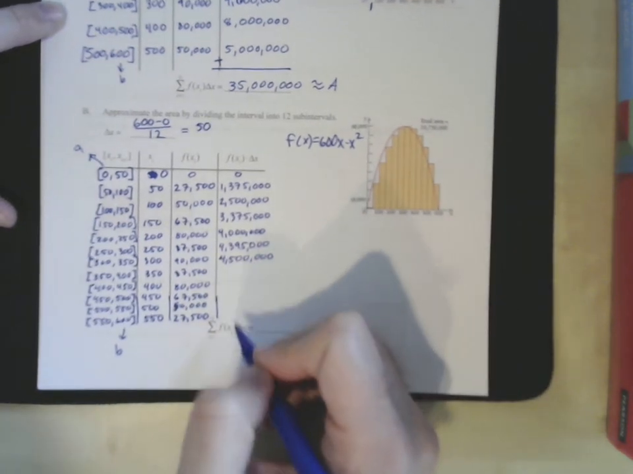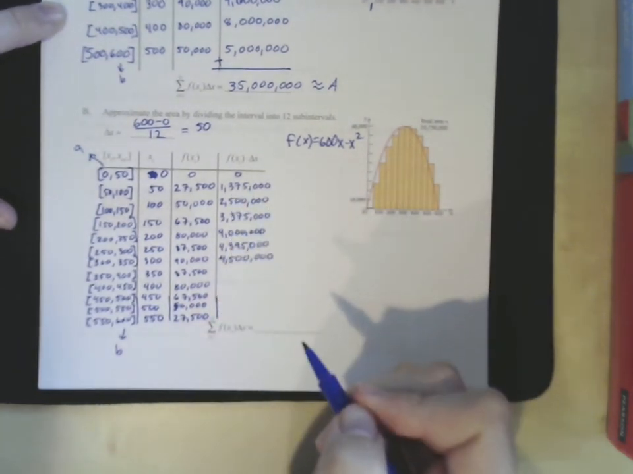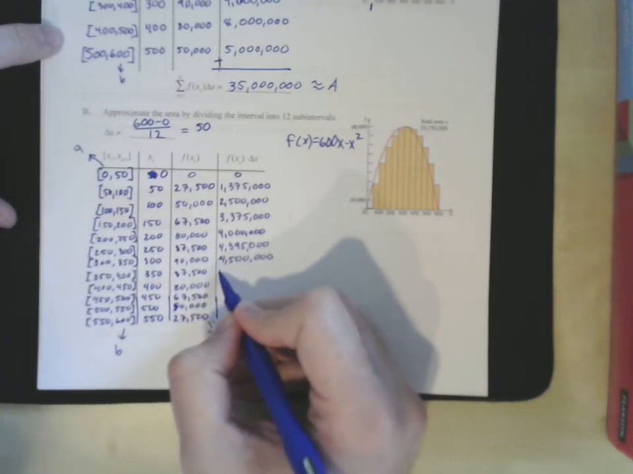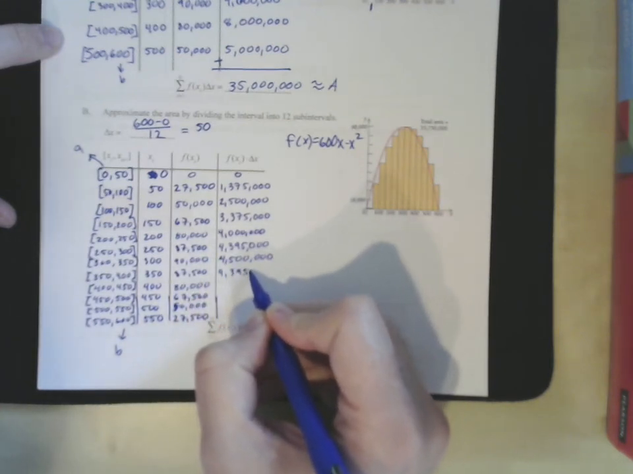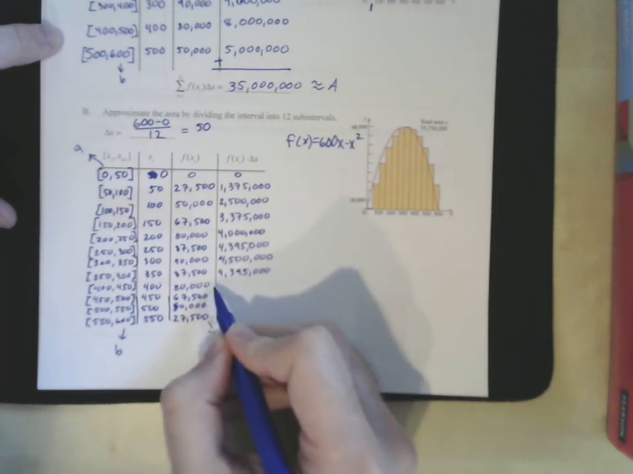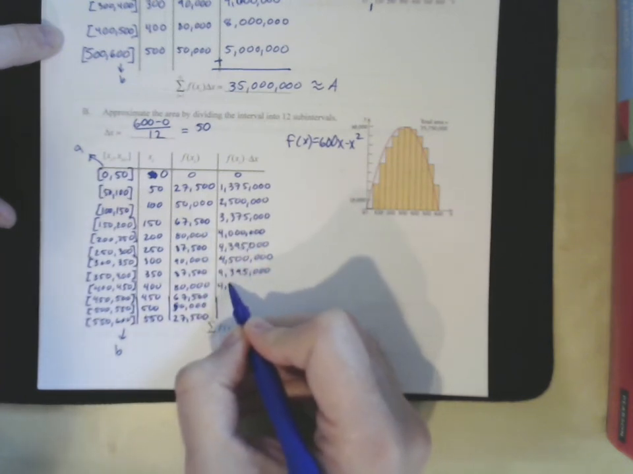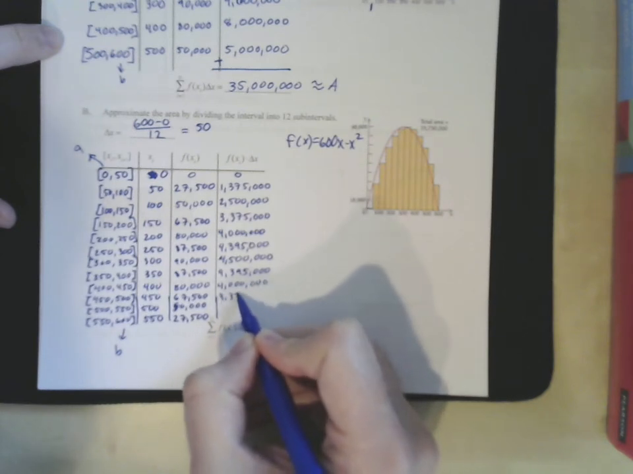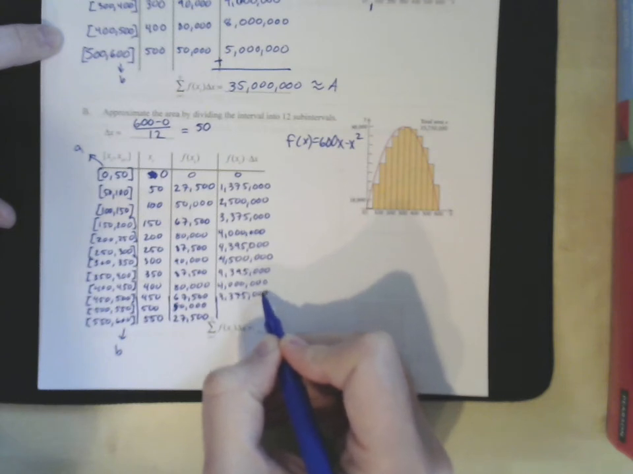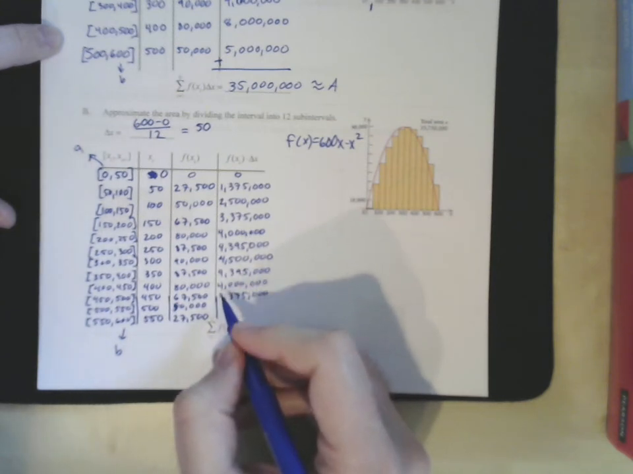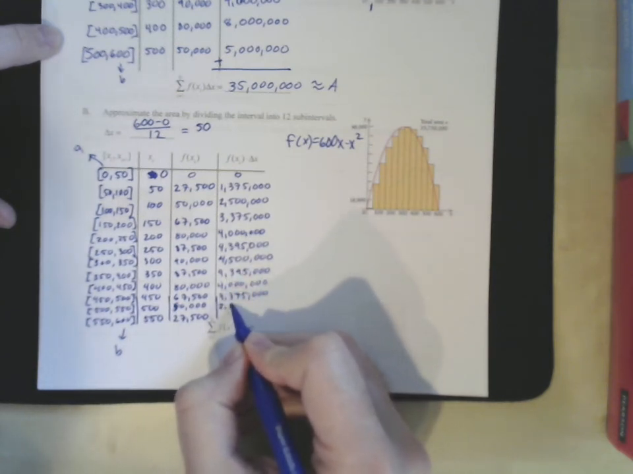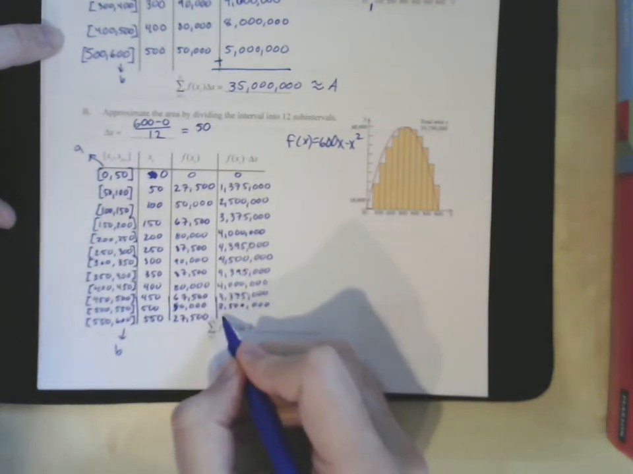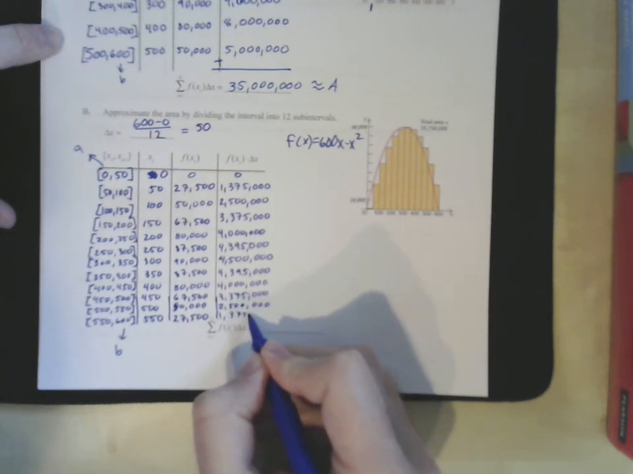And the nice thing is these values now repeat, but in descending order. So we've already done 4,395,000. We've already done 4 million. Then it's 3,375,000. Then it's 2,500,000. And then it's 1,375,000.